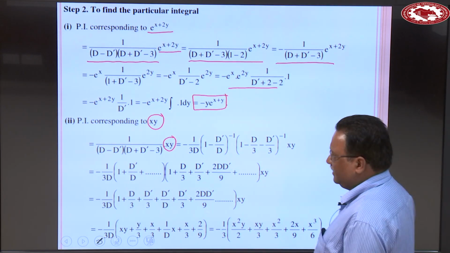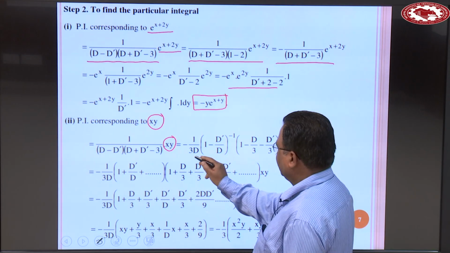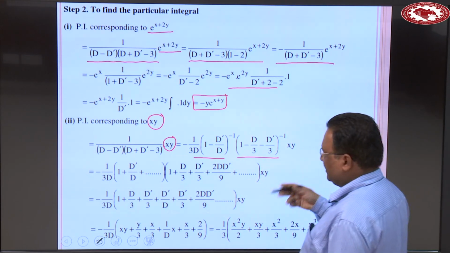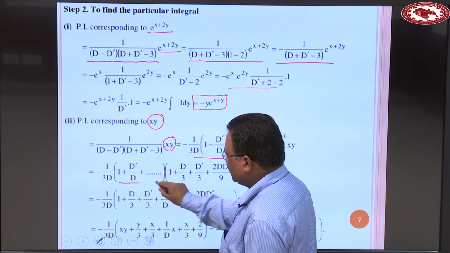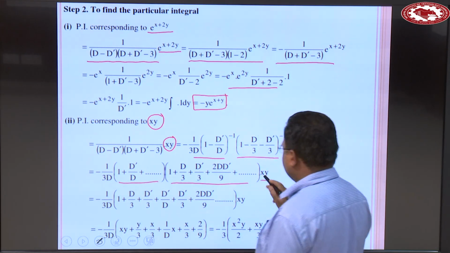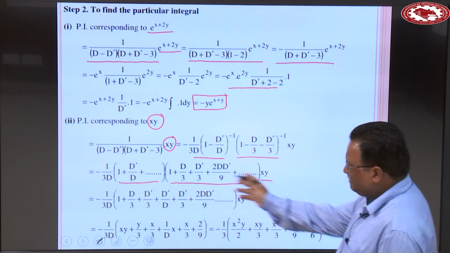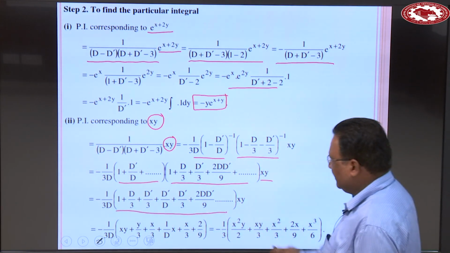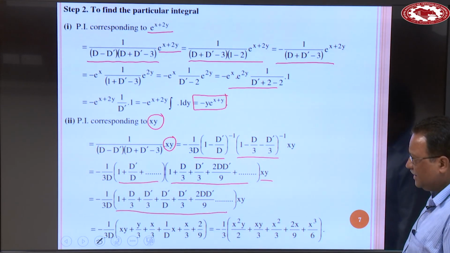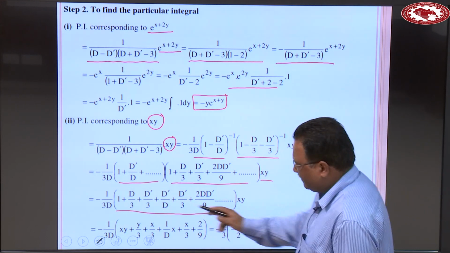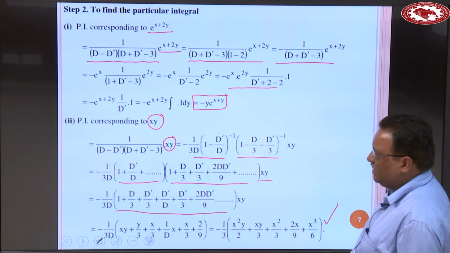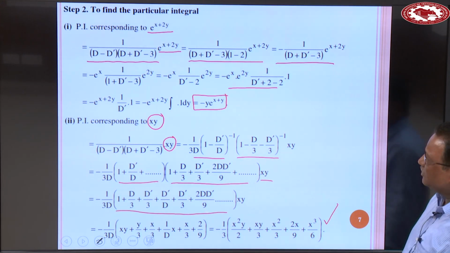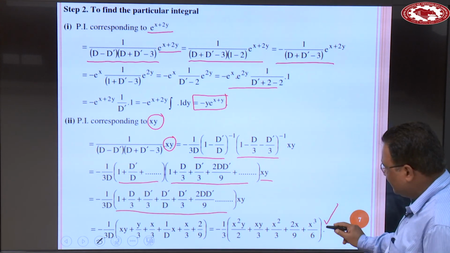And this term can be written this way, and use the binomial expansion. So minus 1 over 3D, this expansion, and xy as it is. Now multiply both these factors, and we obtain this type of result. Then apply this operator on xy for each and every term, right? So when you calculate, you will get the particular integral. So the particular integral is this plus this value.